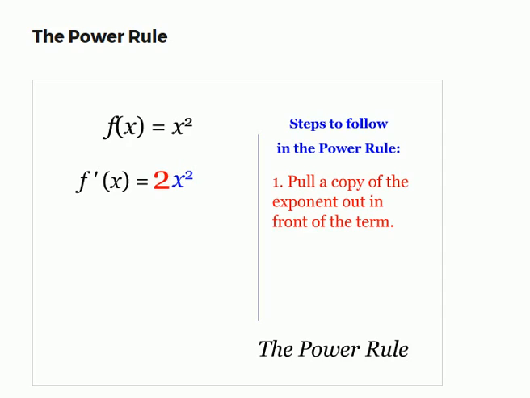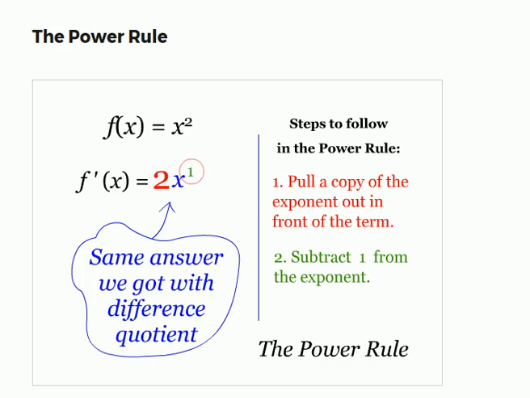Next, subtract 1 from the exponent. Here, my exponent was 2, so I'll subtract 1 from it. 2 minus 1 is 1. And that's all there is to the power rule. The derivative of x squared is 2 times x. Remember, we don't have to write the 1 power, because if there's no power written, it's understood to be 1. Can you see why this is so much easier than the difference quotient?